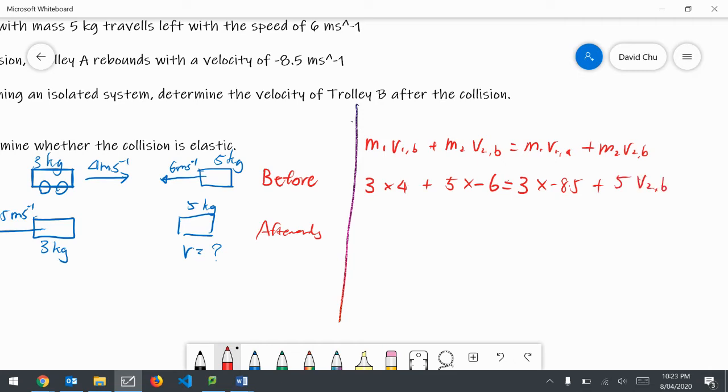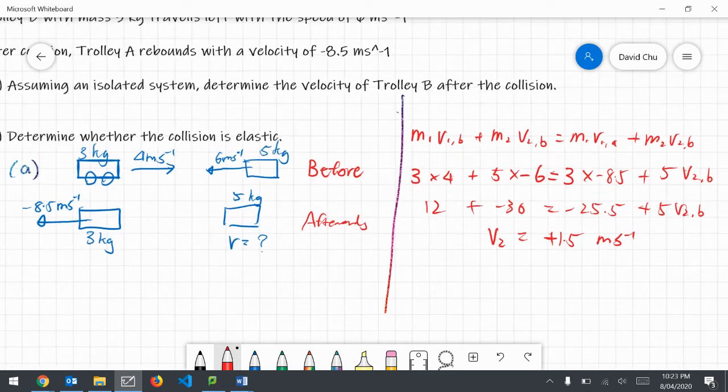v2A. Doing a little bit of calculation, 4 times 3 plus minus 30 equals minus 25.5 plus 5 v2A. I'll jump fairly quickly. You'll find that v2 equals minus 1.5 meters per second. Sorry, positive 1.5 meters per second.